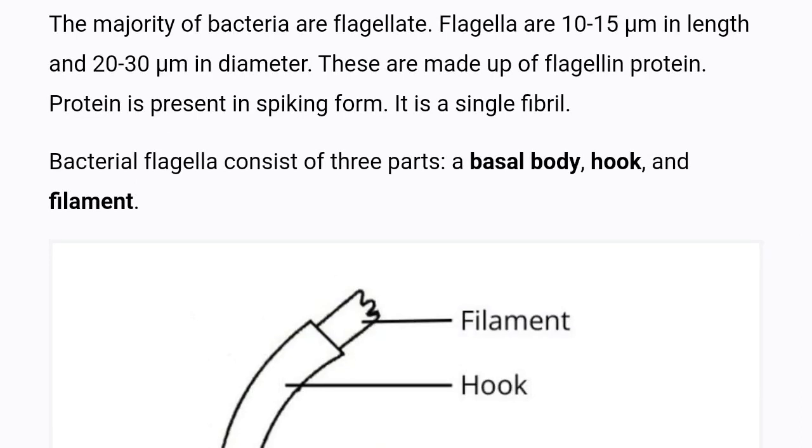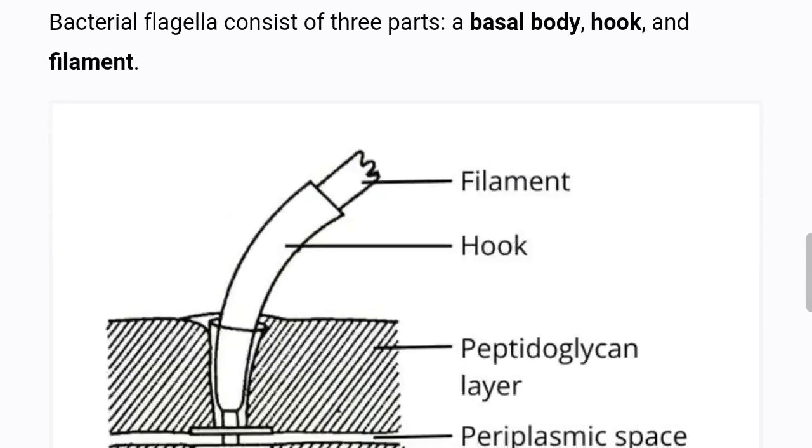These are made up of flagellin protein. Protein is present in spiking form. It is a single fibril. Bacterial flagella consist of three parts: a basal body, hook, and filament.